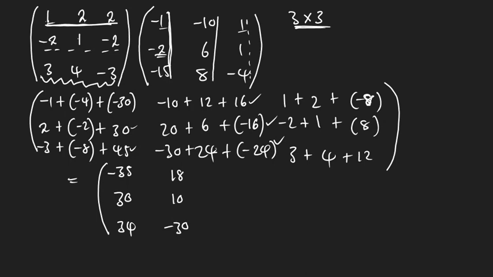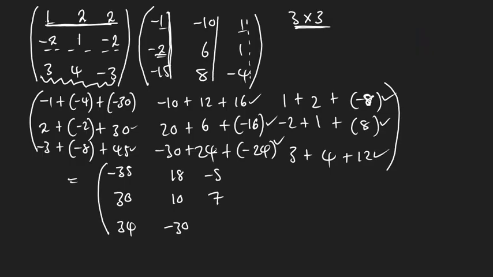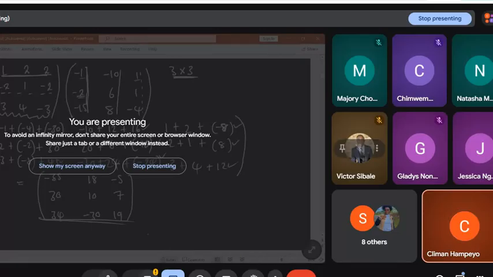Okay, we come to this part, 1 plus 2 minus 8 is minus 5. This part, minus 2 plus 1 plus 8, 7. Come to this part, 3 plus 4 plus 12, 19. And this is the final answer. Okay, that's the final answer.